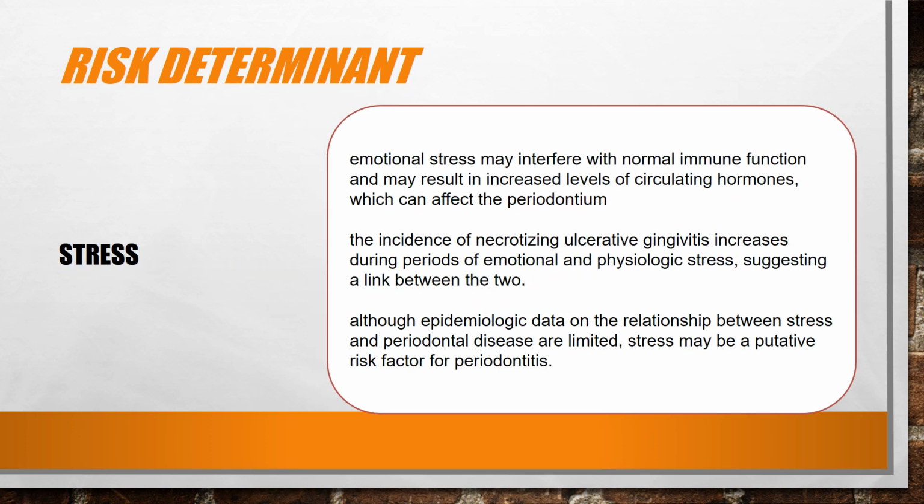Coming to the next risk determinant, that is stress. Emotional stress may interfere with normal immune function. As you know, when there is stress, it produces hormones like cortisol, which acts as an anti-inflammatory agent. It also leads to stimulation of mast cells to produce some proteins, which will increase the inflammation. So there is an increased amount of circulating hormones which can affect the periodontium. For example, acute infections like ANUG increase during periods of emotional and physiological stress, suggesting there is a link between the two. Although epidemiological data on the relationship between stress and periodontal disease are limited, it can be a putative risk factor for periodontitis.